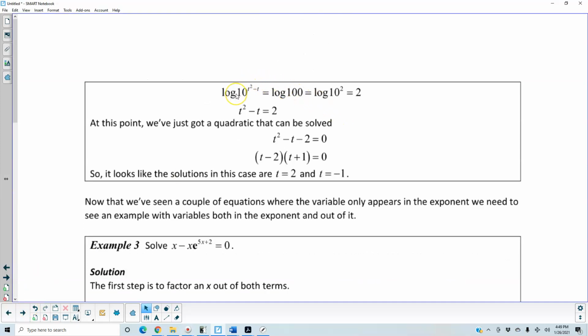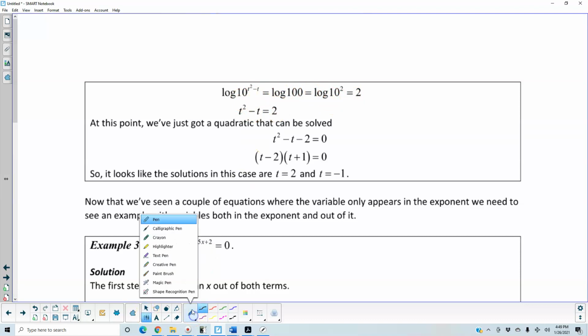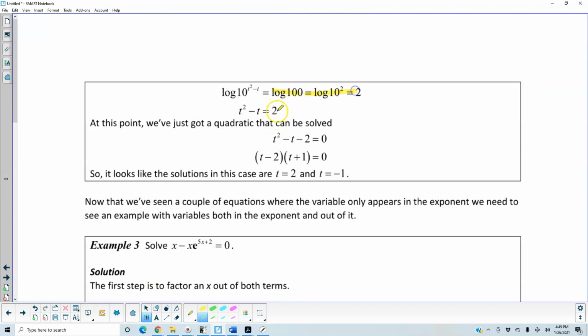So we're going to take the log of the left side, which is log of 10 to the t squared minus t, which is equal to the log of 100. Well, the log of 100 is log of 10 to the second power, which we know is 2. Then simplifying this logarithm here, since the common logarithm has a base of 10 and this is 10, we bring down the exponent, which is t squared minus t, which is equal to 2.